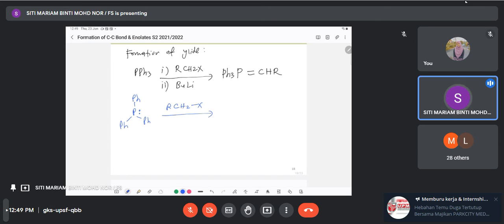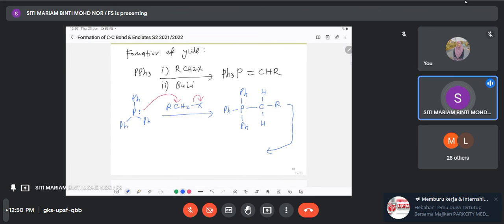So what will happen? Mechanism: phosphorus donates electrons to this carbon, cleaves this bond, and gives the electrons to X. So you have 3 phenyl groups bonded to phosphorus, and phosphorus donates electrons, meaning it produces a new covalent bond with the carbon, PPh3-CH2-R. That's the first step. Then proceed with the second step.